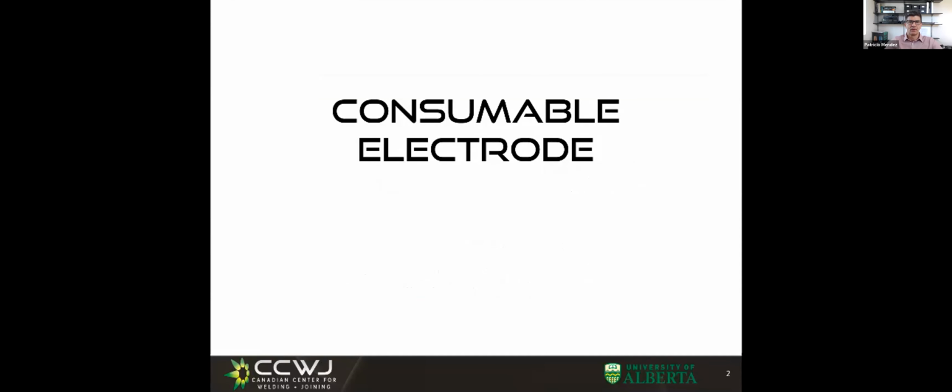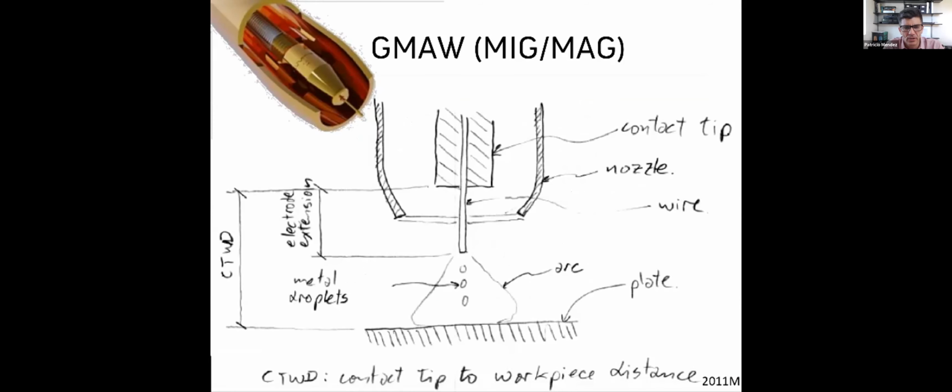So, welding processes in which we mean to consume the electrode. I'm going to start with those in which the electrode is consumed, but still without involving fluxes, just a shielding gas. So here we have gas metal arc welding.